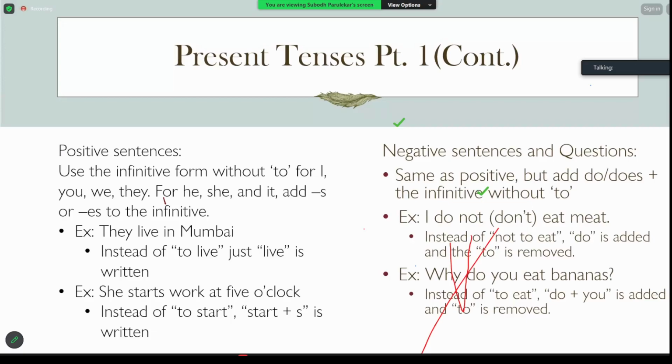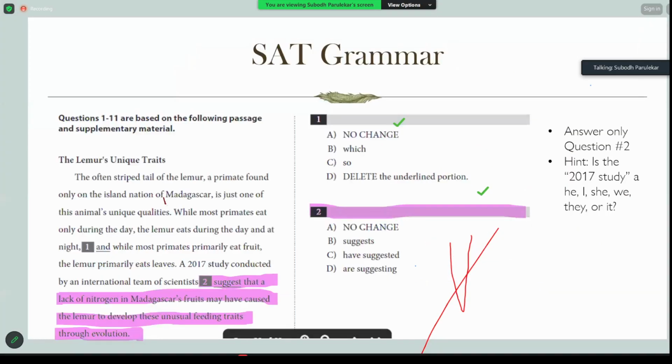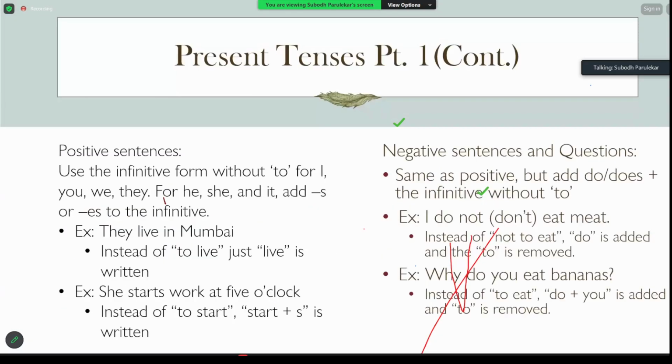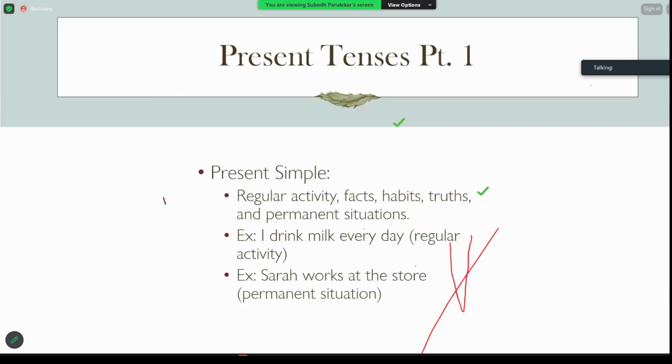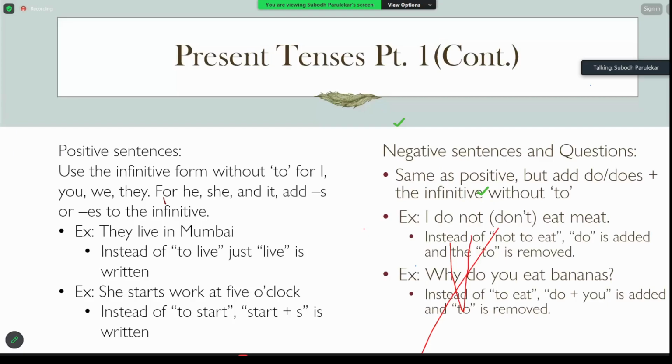So let's go back to the other side and let's look at the infinitive sentences. To drink, to work, these are infinitives. We use the infinitive form without to. And we do that for when we are talking about I, you, we, they, he, she, and it. Let's look at our first example. It says, they live in Mumbai.